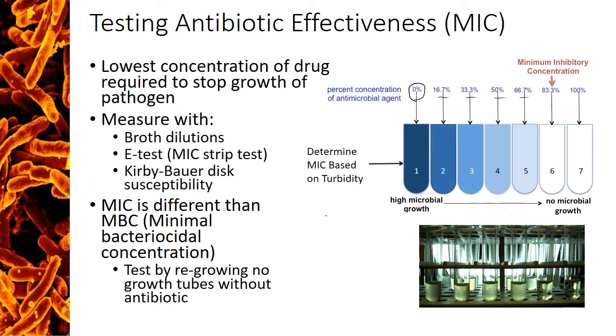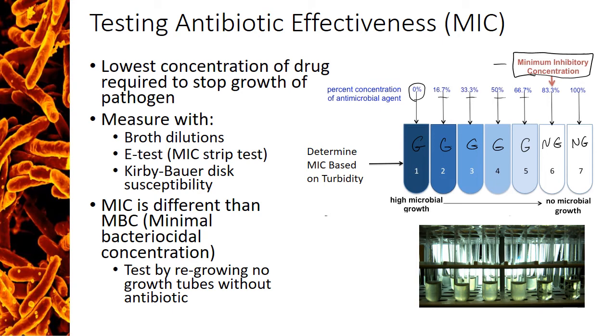All of the tubes are then inoculated with your pathogen of interest, and you look at the turbidity of the tubes. So where is growth happening? We can see here we've got growth in all of these tubes, even though you can tell by the color that the growth is getting less. And then here we have no growth, and we have no growth in this one. So the very first tube that shows no growth tells us what the MIC is.